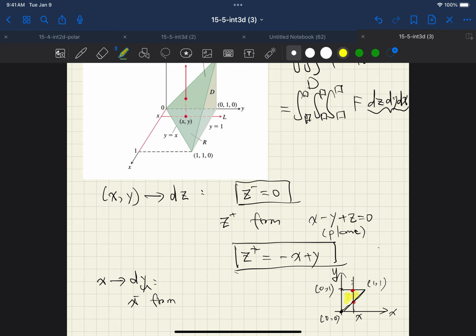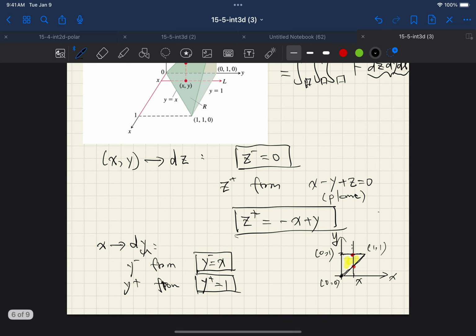So I need to look at what is y minus. Y minus should be from the y equals x line. In other words, y is basically x at the red dot, and y plus is from this horizontal line. So basically, y plus is just 1, no matter what x is. It's horizontal, constant.